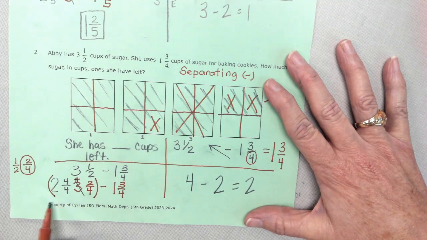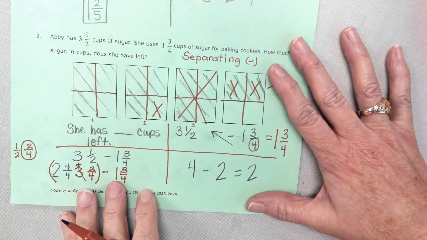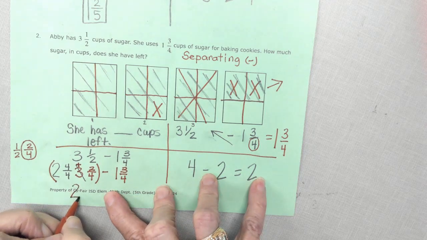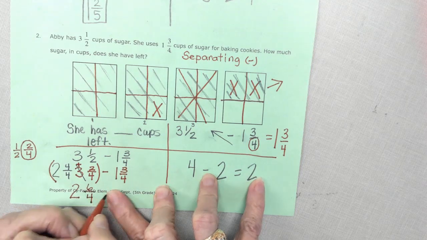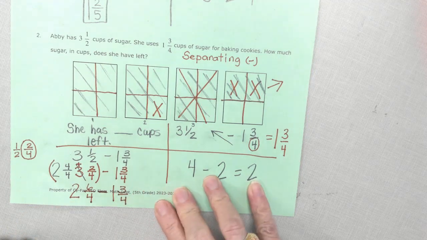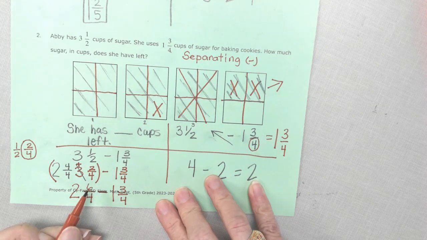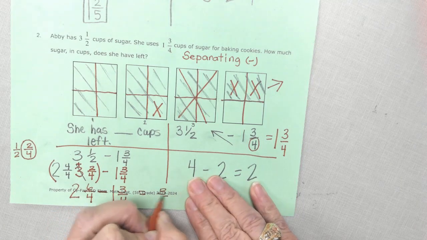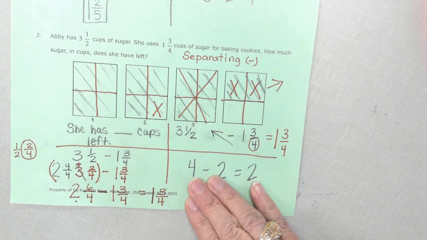And seeing these parentheses tells me I need to add them first before we subtract. So I'm going to rename this as 2 wholes, and 4 plus 2 is 6 fourths, minus 1 and 3 fourths. Now that we have everything in fourths, I'm able to remove the 3 fourths. 6 fourths minus 3 fourths is going to give me 3 fourths, and 2 wholes minus 1 whole is going to give me 1 whole.